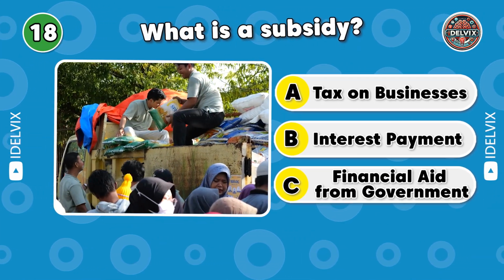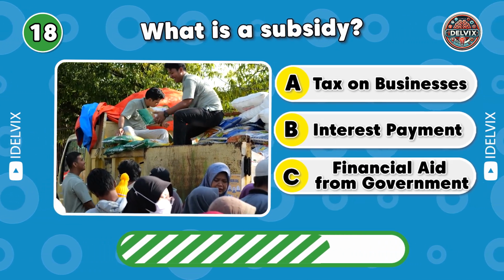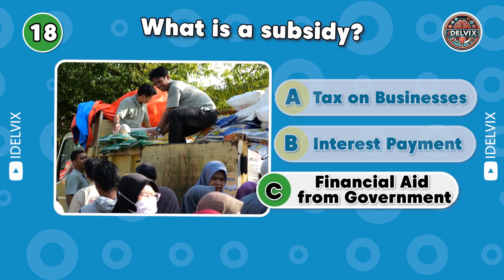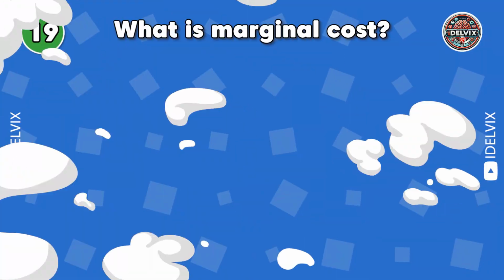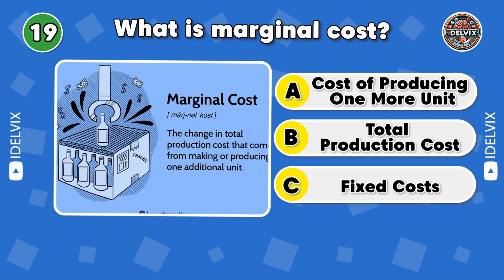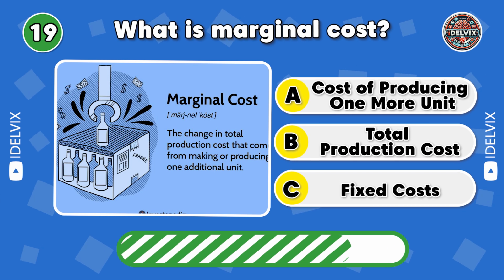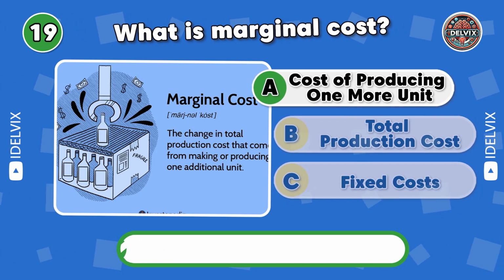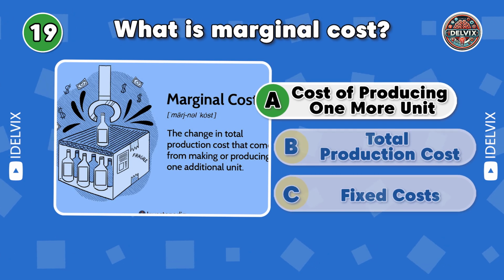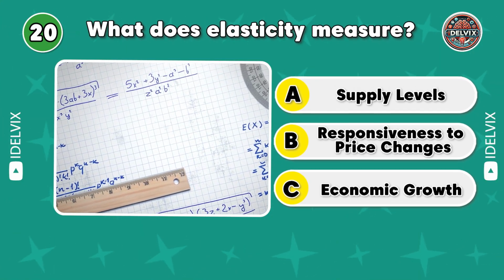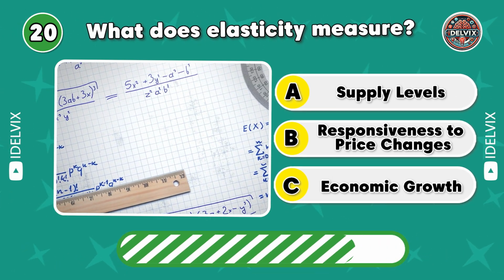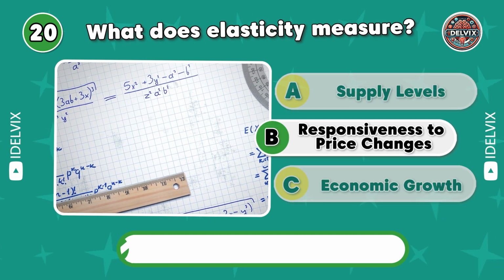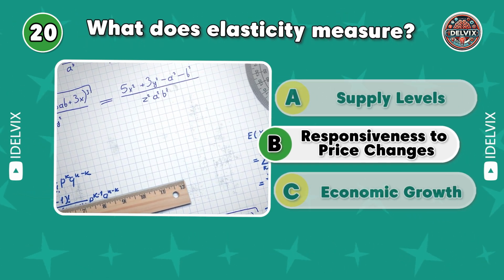18. What is a subsidy? Financial aid from government. 19. What is marginal cost? Answer: cost of producing one more unit. 20. What does elasticity measure? Answer: responsiveness to price changes.